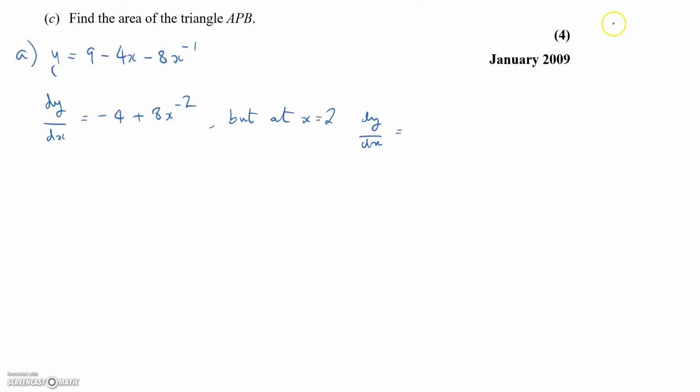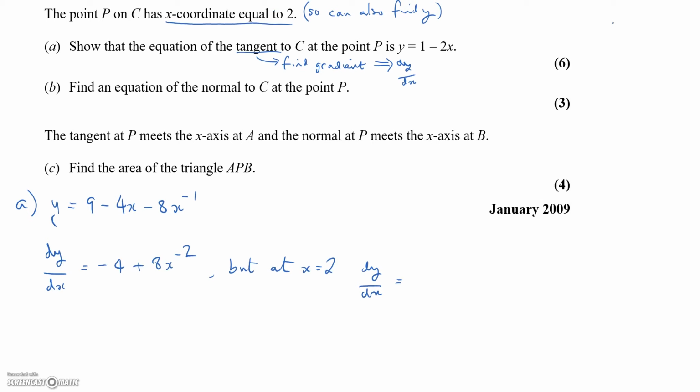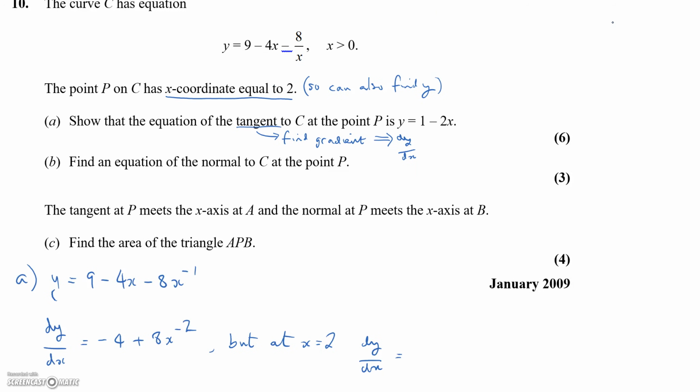Okay, I've started this problem already. So it's talking about this equation, and you've got to look at equations of tangents. So equations of tangents need to be thinking about gradients, and if you're trying to find a gradient and it's not a straight line, then you're going to have to differentiate.